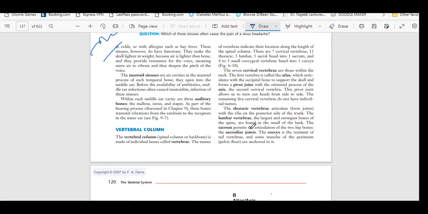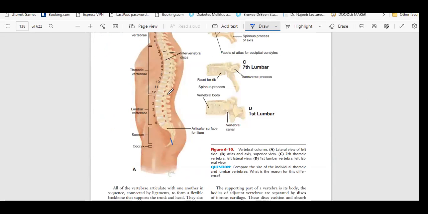The largest and the strongest bones of the spine are found in the small of the back. The sacrum permits the articulation of the two hips, the sacroiliac joint. The coccyx is the remnant of the tail vertebrae, and some muscles of the perineum are attached to it. So basically, the lumbar is the strongest bone in the vertebral column because it has to lift the weight, everything you have to lift. It will first of all give pressure on the lumbar region.